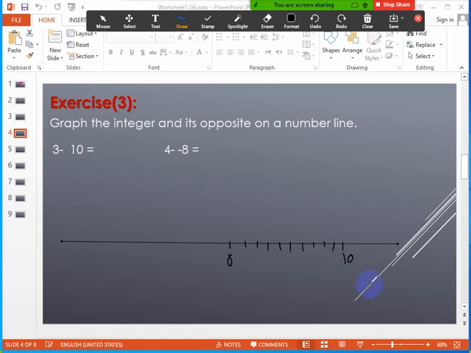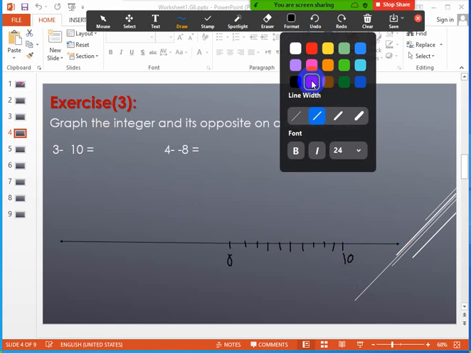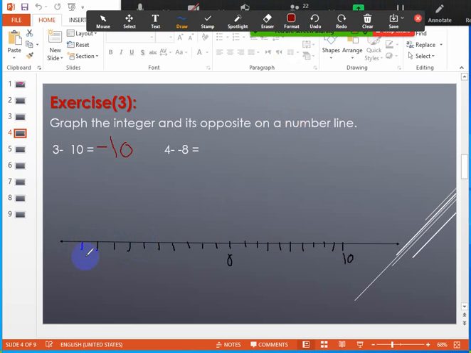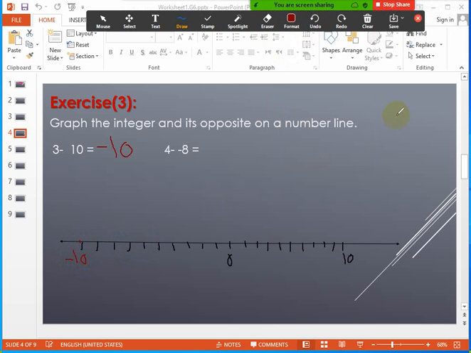Okay, Rijan, could you please tell me what is the opposite of the 10? -10. Very good. It will be on the left or on the right of 0? Very good. 1, 2, 3, 4, 5, 6, 7, 8, 9, and this is -10. Thank you so much. This is -10. Thank you, Rijan.